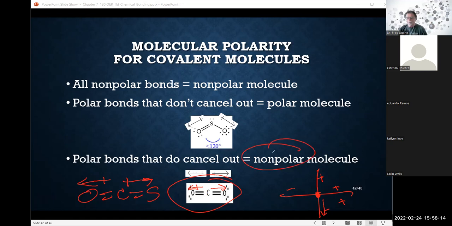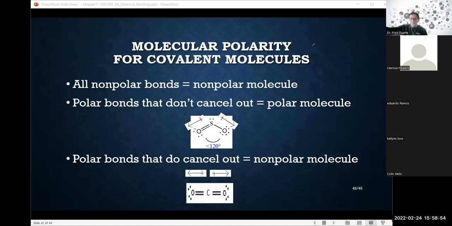And this part's important. We use Lewis dot structures to determine the configuration, the geometry of the molecule. From that, we identify which bonds are polar. And from the geometry, given their shape, and from the shapes table, we can determine if polar bonds, if it has any, cancel out or not. And that tells us if the molecule is overall polar or nonpolar, which we're then going to utilize to talk about properties of that molecule.